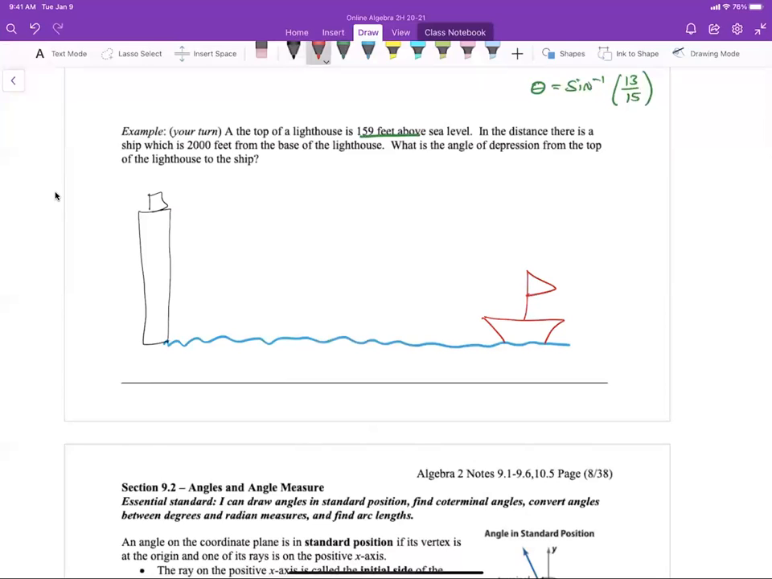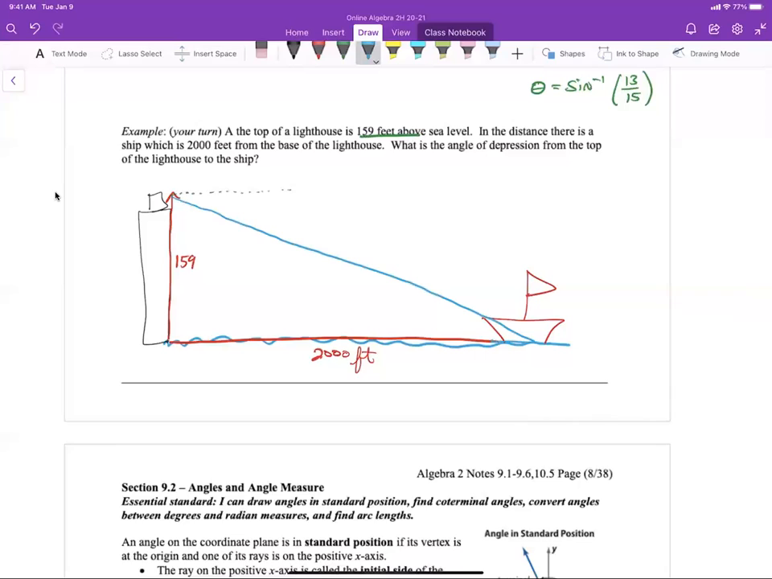I have been told the top of the lighthouse is 159 feet above sea level. So here is that height. In the distance, there's a ship that's 2,000 feet from the lighthouse. And they want to know the angle of depression from the top of the lighthouse to the ship. Angle of depression. Well, here's my horizontal. And what goes from the top of the lighthouse to the ship.